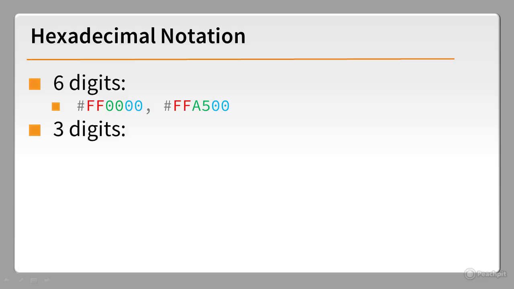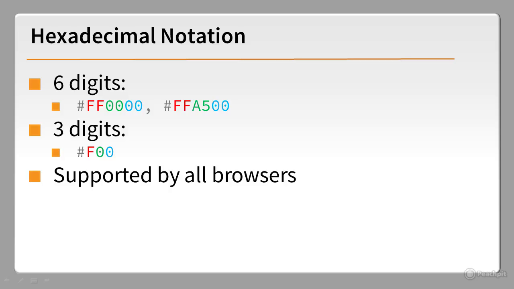Hexadecimal colors can sometimes be shortened to 3 digits like this. The 3-digit version can only be created if both digits in the red, green and blue components are the same. Red has 3 matching pairs, so it can be shortened to F00, but the green component in orange is A5, so it can't be shortened. There's no difference between using the 6 and 3-digit versions apart from reducing the amount of code. Hexadecimal notation is universally supported, so you can use it with confidence.